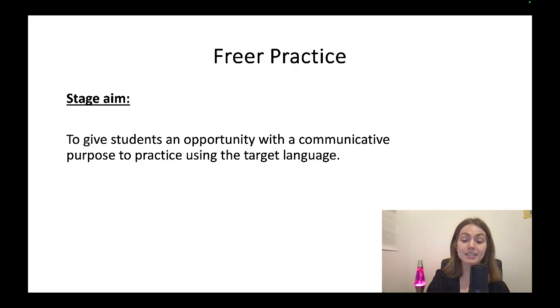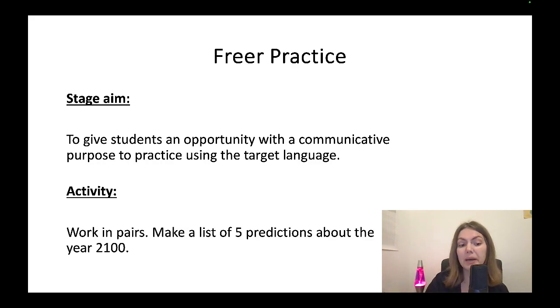So anyways, my freer practice, a very low effort kind of task. Not impressed with this one, but they work in pairs and they make a list of 5 predictions about the future. Again, very little thought went into it, but it does the trick. I give them a chance to use the target language, but I'm not telling them use the phrases from today. That's the key bit. Now, they do it. I do not interrupt them because that's freer practice, so it's all about fluency. I take notes, though. I'm monitoring and taking notes.